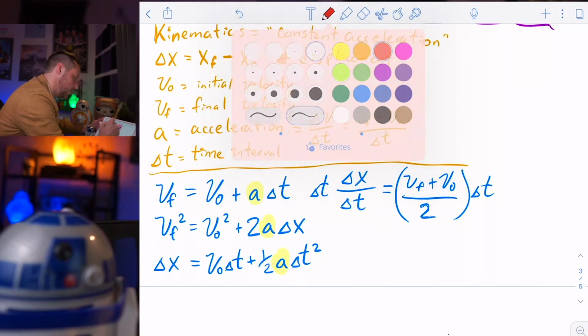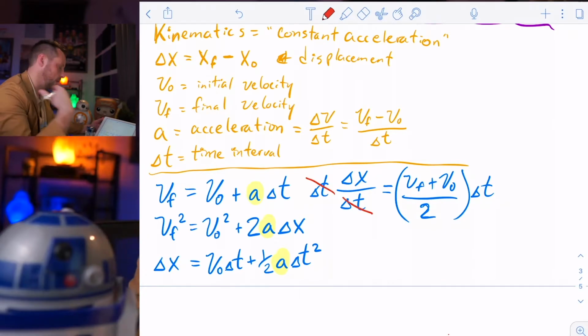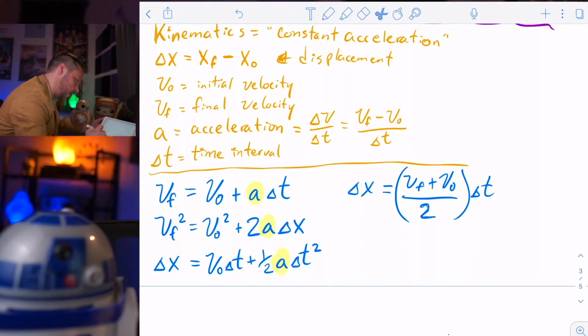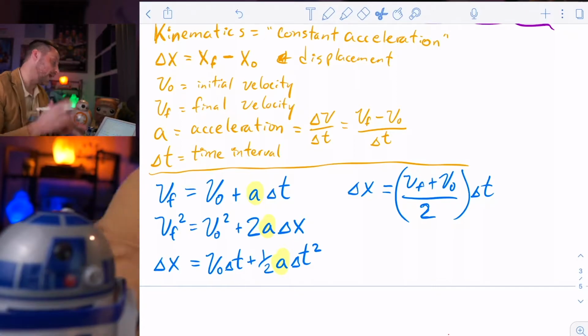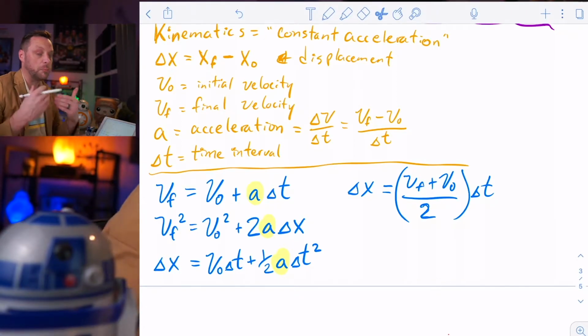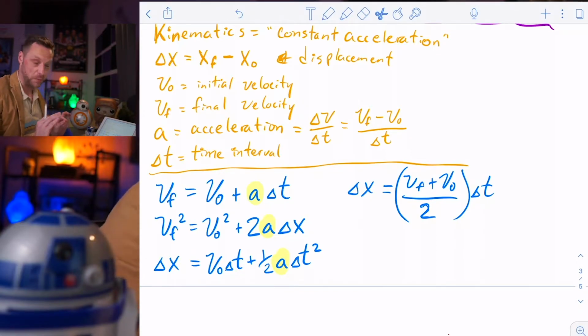And then what happens on the left? Well, change in time and change in time, they cancel with each other. So we get to get rid of them completely. And now we have a fourth kinematics equation that is reliant on there being constant acceleration, but acceleration does not show up in the equation.